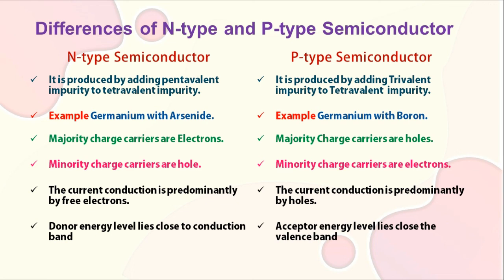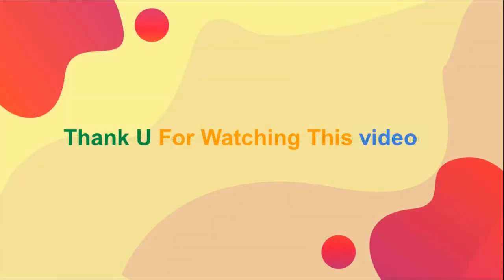Sometimes in exams they will ask a 2 marks question: write the differences between N-type and P-type semiconductor. Okay, I think you have all understood very well.